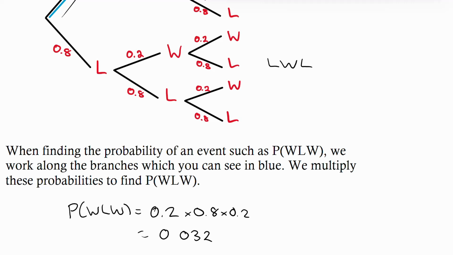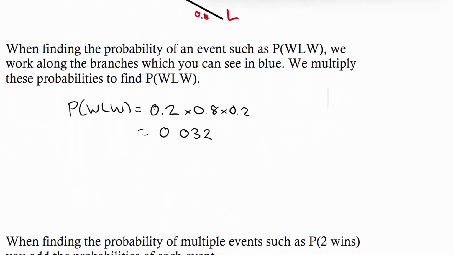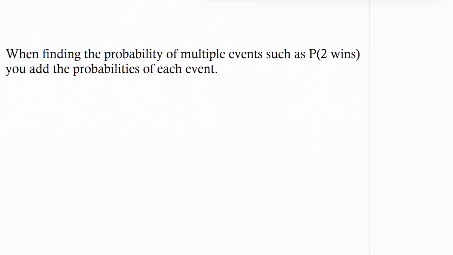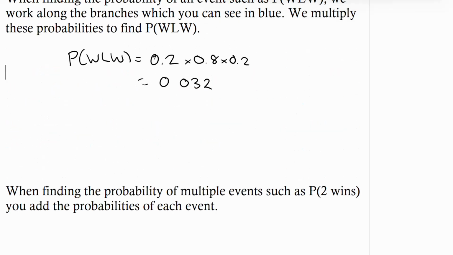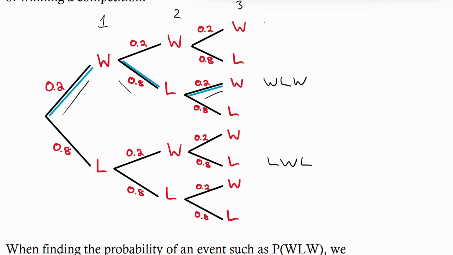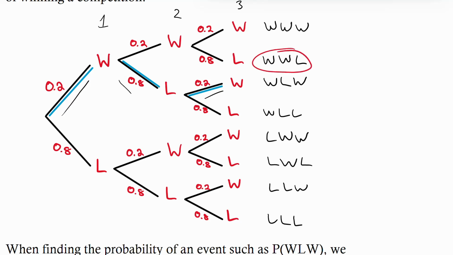Now, it's not just useful for finding a singular probability such as that. We can use this to find the probability of multiple events, such as, let's say, any time he wins twice. So 2 wins. If we go back up here, I can write out all my outcomes: win, win, win; win, win, loss; win, loss, win; win, loss, loss; loss, win, win; loss, win, loss; loss, loss, win; loss, loss, loss. The ones I'm actually focused on are any time where I have 2 W's. There's 2 W's there, there's 2 W's there, and there's 2 W's there. Those are the probabilities I'm dealing with.